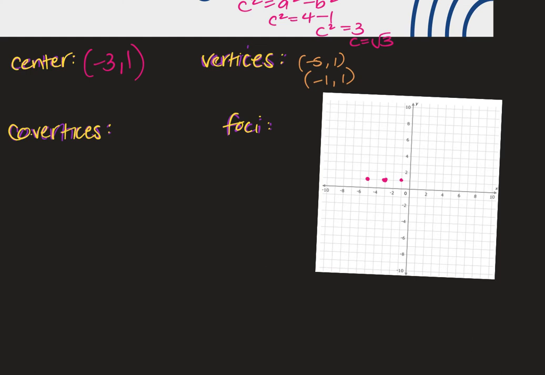Up and down the b, which is 1, and now I know my co-vertices: negative 3, 2, and negative 3, 0. Then move right and left the foci, square root 3, which is a little bit smaller than root 4. So it's like 1.8-ish. But I moved right and left, so the x coordinate gets the plus and minus root 3.